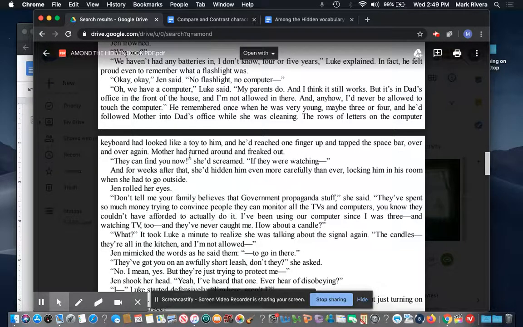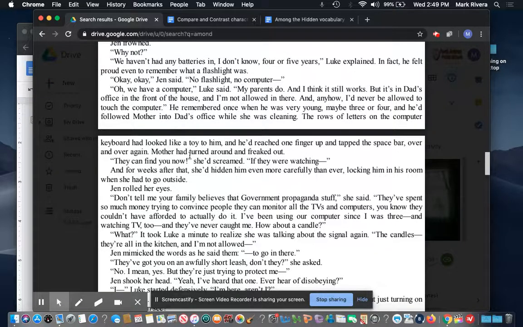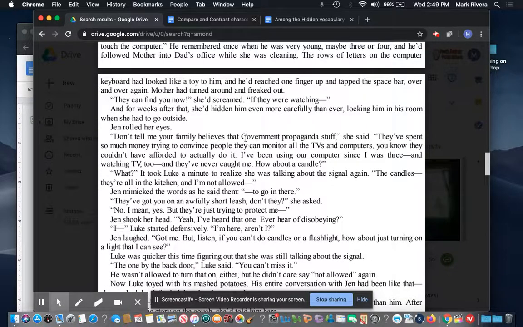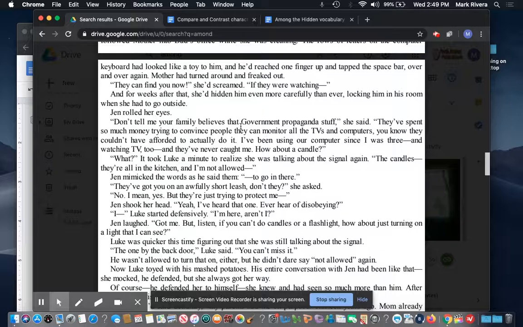He remembered once when he was very young, maybe 3 or 4, and he followed Mother into Dad's office while she was cleaning. The rows of letters on the computer keyboard looked like a toy to him. He reached out one finger and tapped the space bar over and over again. Mother turned around and freaked out. "They can find you now," she screamed. "Oh, if they're watching." For weeks after that, she hid him even more carefully than ever, locking him in his room when she had to go outside.